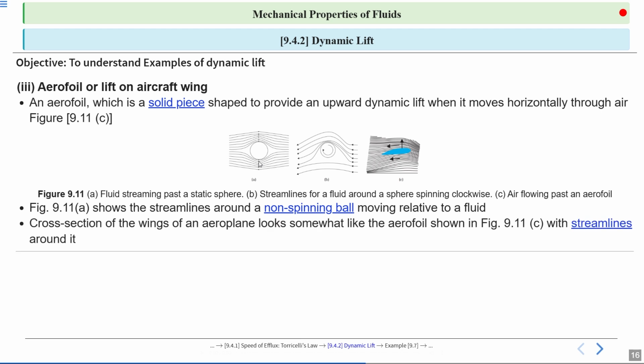Now let's connect this to airplane wings. The cross section of an airplane wing is shaped like an aerofoil in figure 9.11c, and the streamlines show how air flows faster over the curved top than the flatter bottom. This difference in airflow creates a pressure difference, resulting in an upward lift force. This is the principle that allows airplanes to fly.